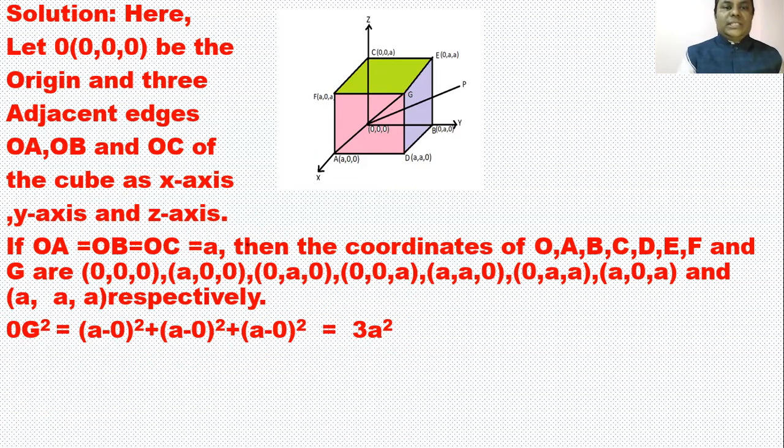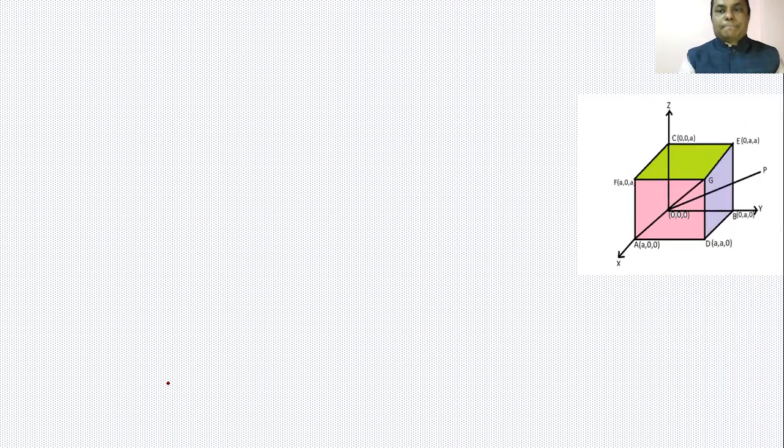O to G is the distance, because distance formula is x2 minus x1 whole square, y2 minus y1 whole square, z2 minus z1 whole square. Actually, it is 3a square. Likewise, taking square root on both sides, OG is equal to a root 3. We can get it this way.